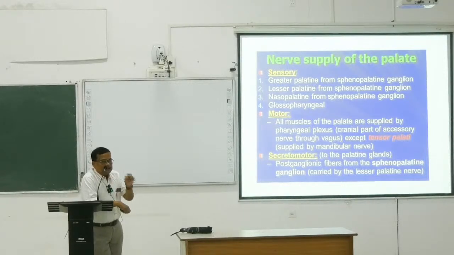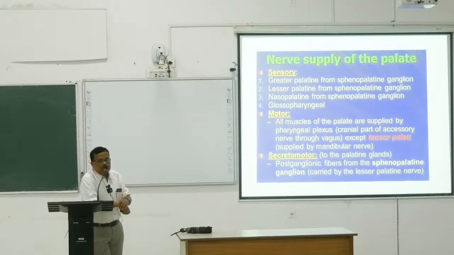But in addition to supplying the medial pterygoid muscle, it also supplies two other muscles, tensor veli palatini and tensor tympani. So this is the exception, and whenever there is an exception, there is a chance of having a question in the examination. So you have to know it.